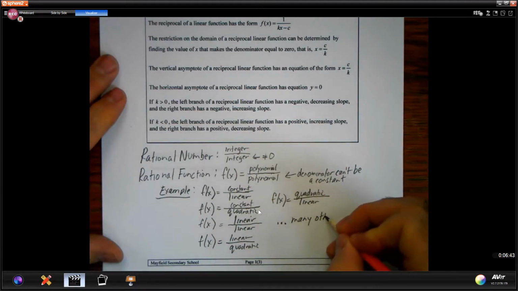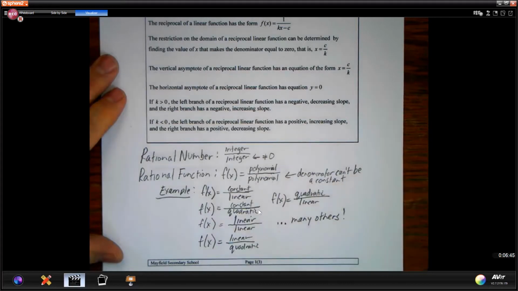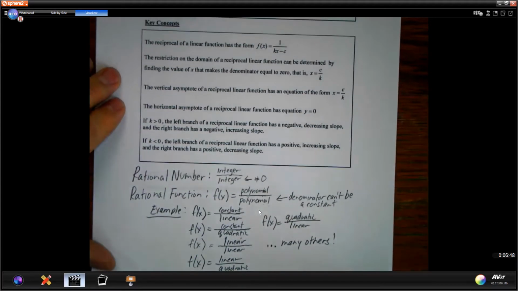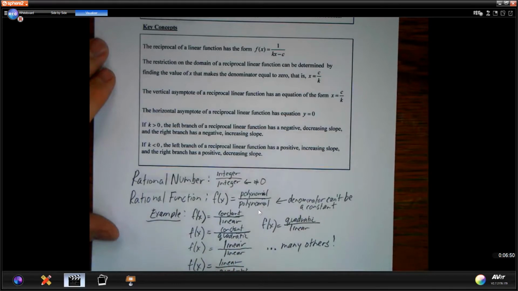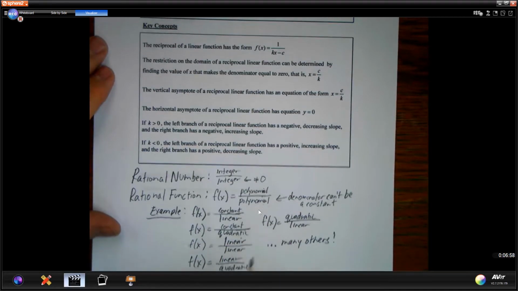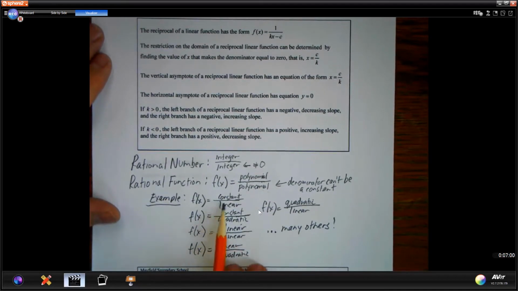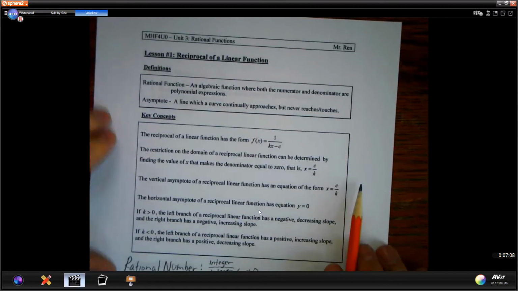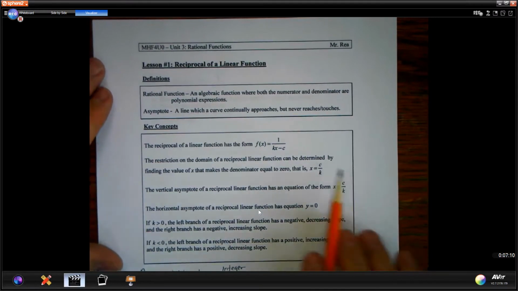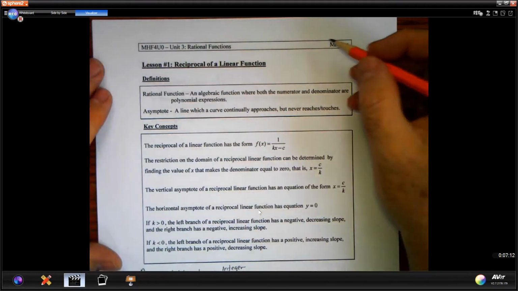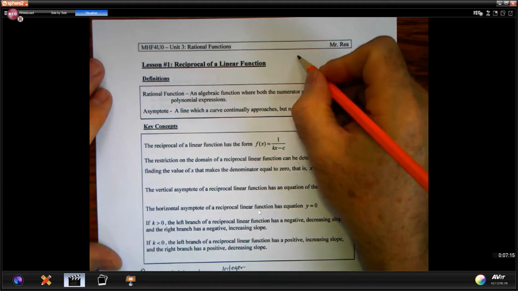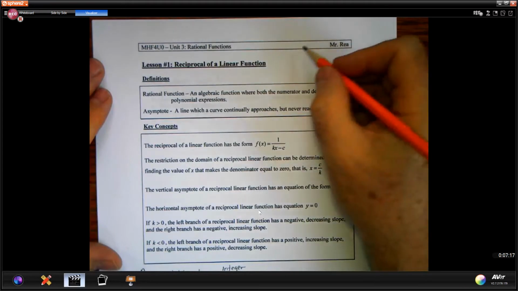Now, when we look at this unit, we'll be looking at, well, at least these ones here, plus bring in a couple of cubics as well. Okay, so we talked about this first example here, where you've got a constant over a linear expression, and that's what we're working with today. So this is a reciprocal of a linear function. You could think of this as, well, the linear function could be anything, right?